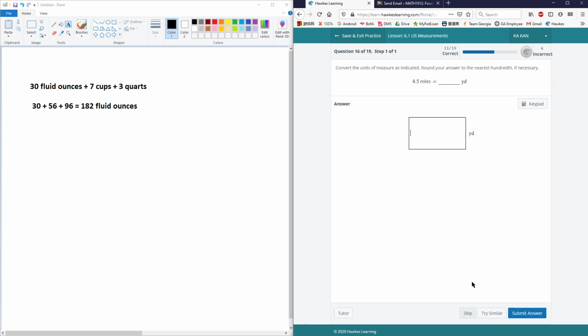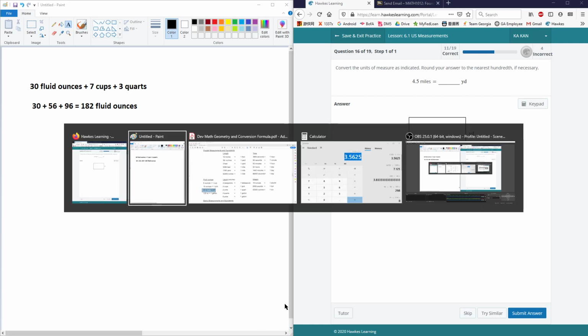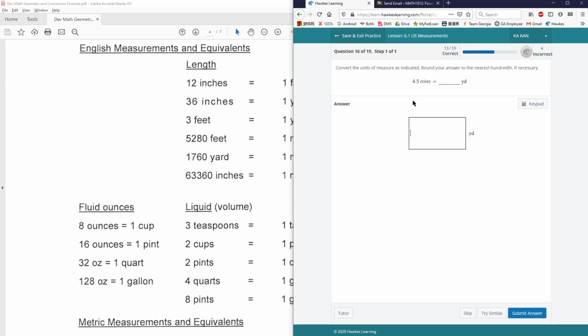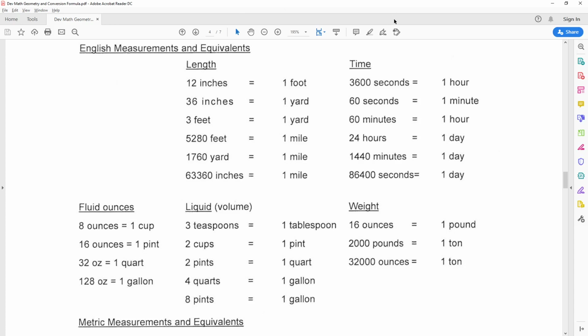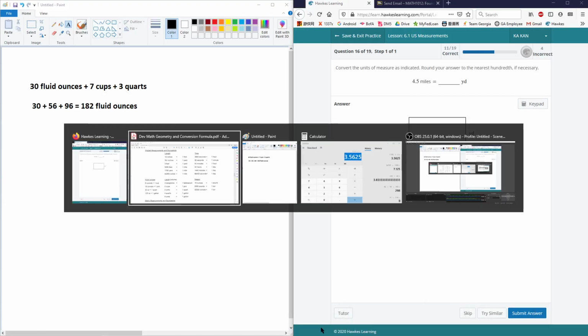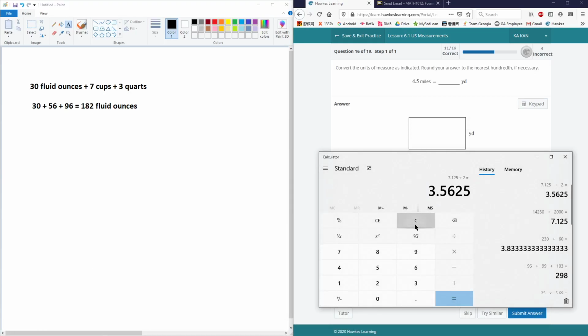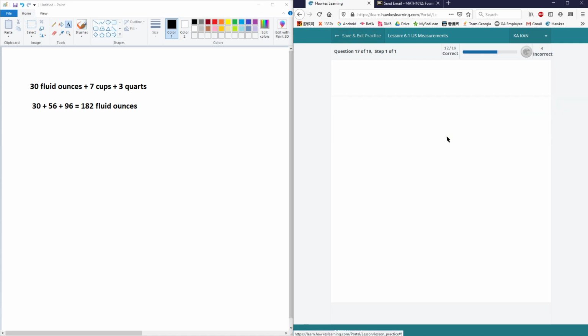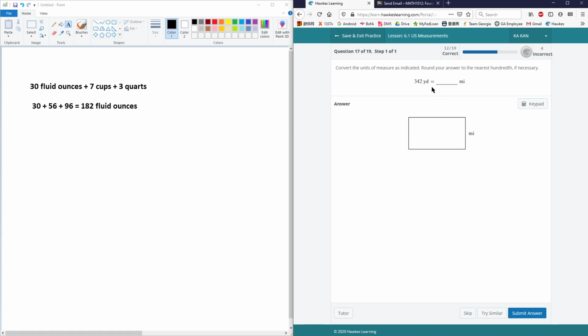It's all the same thing. Miles to yards. You just gotta look at the paper. Look at this. 1 mile is 1760 yards. So really, you just gotta multiply this. So 4.5 times 1760, that's 7920. Done. Easy. Now let's say yards to miles. That's division. So just work on that.